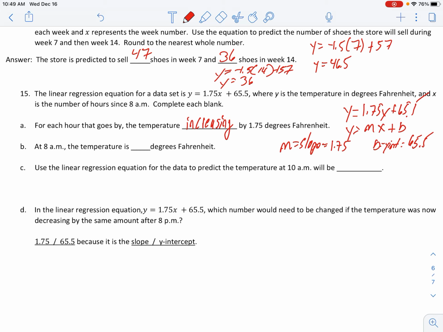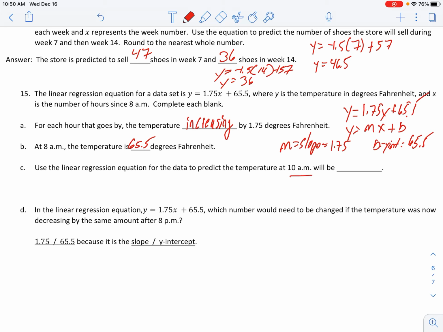At 8 a.m., the temperature is blank degrees. Because this equation starts at 8 a.m., the y-intercept is representing your initial temperature of the day. So it is 65.5 degrees because we haven't done any hours. By 9 a.m., we've moved an hour, which would be changing the temperature. But at 8 a.m., we're talking about the initial temperature, 65.5 degrees, which takes me to part C.